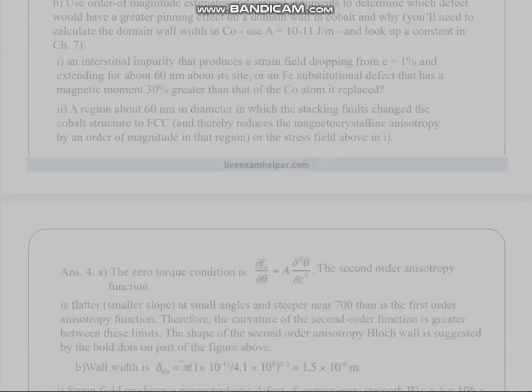B. Use order of magnitude estimates and scaling arguments to determine which defect would have a greater pinning effect on a domain wall in cobalt. You'll need to calculate the domain wall width in Co. Use A equals 10^-11 J/m and look up a constant in Table 7.1. 1. An interstitial impurity that produces a strain field dropping from epsilon equals 1% and extending for about 60 nanometers about its site, or an in-phase substitutional defect that has a magnetic moment 30% greater than that of the Co atom replaced.